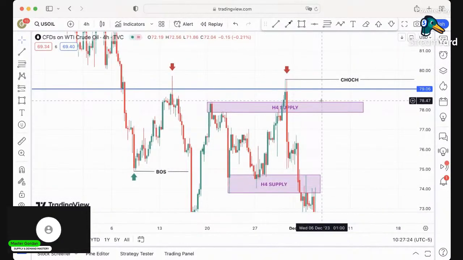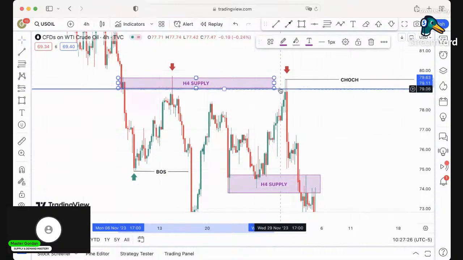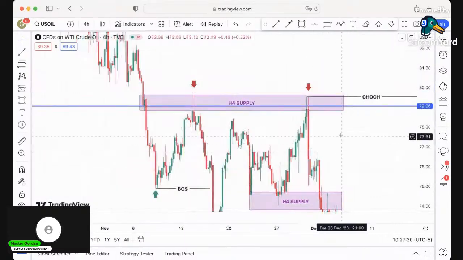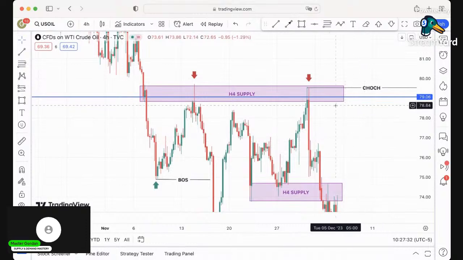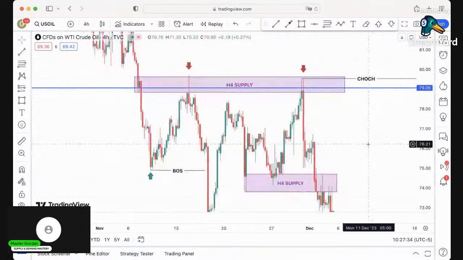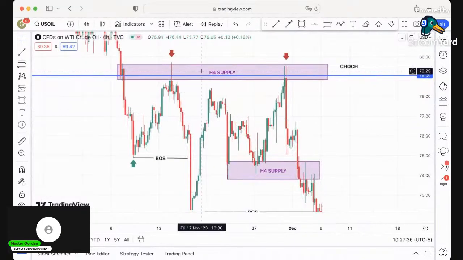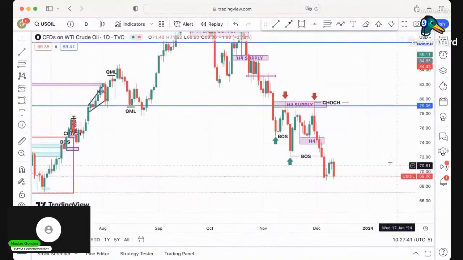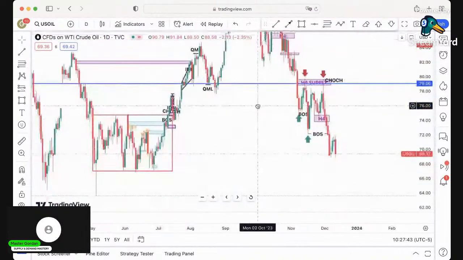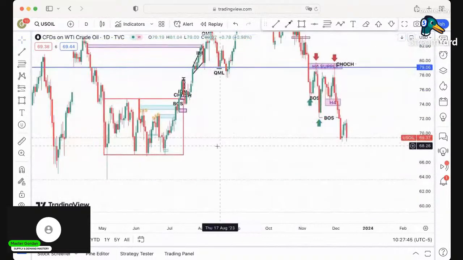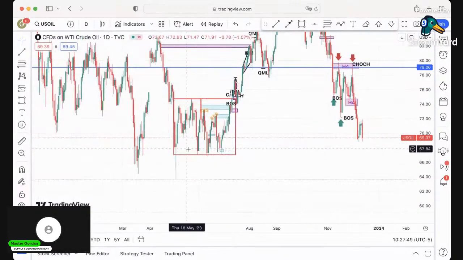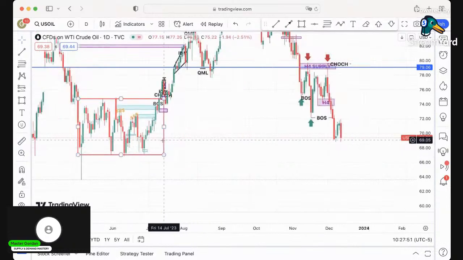So most of the time, yes, it reacts very well on a higher time frame, especially oil. This is from my experience, right? You can check it out. So you can check the daily, what we have here. On the daily, yeah, back to our previous demand zone. This is the previous support or demand zone here.